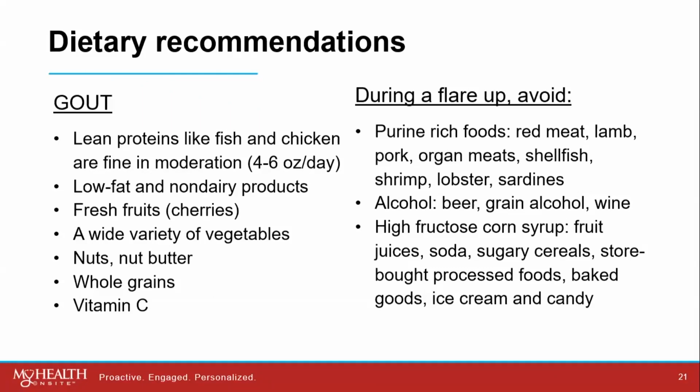We know sardines were good with the omega-3s, but if you have gout and you have a flare-up, probably best to stay away just for the time being. We know alcohol is a big trigger, so avoiding beer, wine, grain alcohol, good idea.